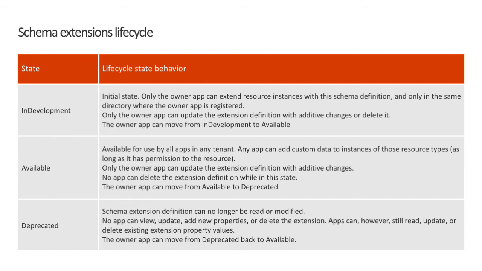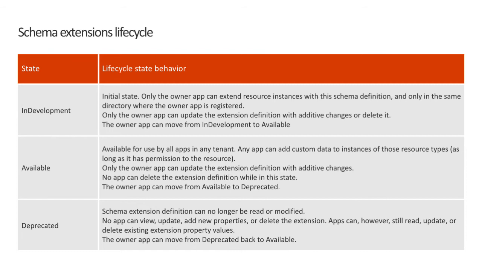When it is available, it's for use in all apps by any tenant. And any app can add custom data to instances of those resource types. Now, only the owner app can update the extension definition with additional changes. No app can delete an extension definition while it is in the available state. And the owner app can move from available to deprecated.